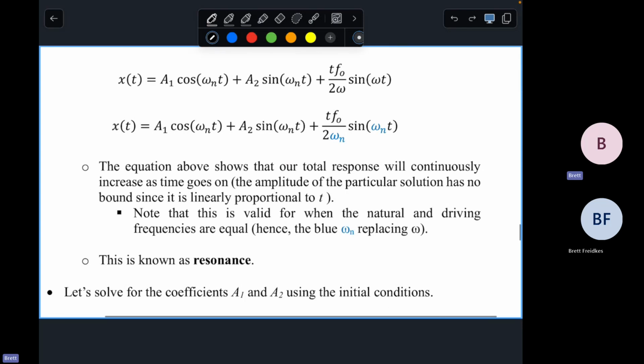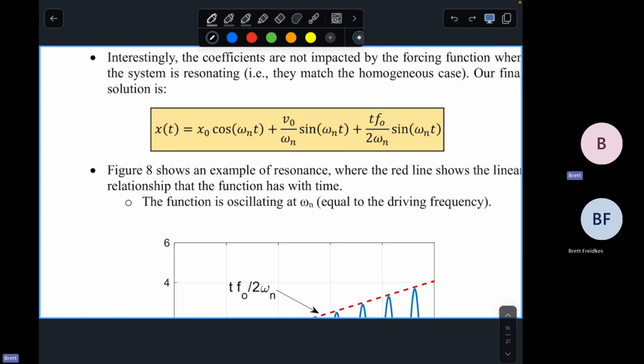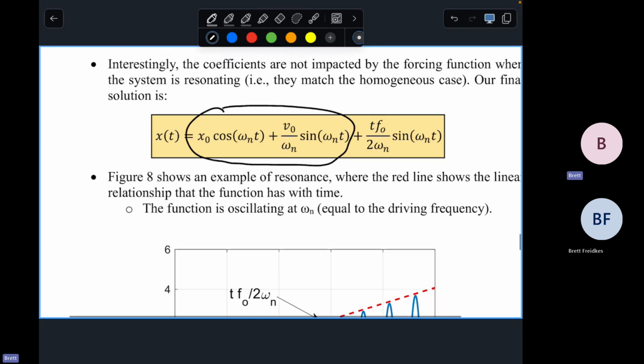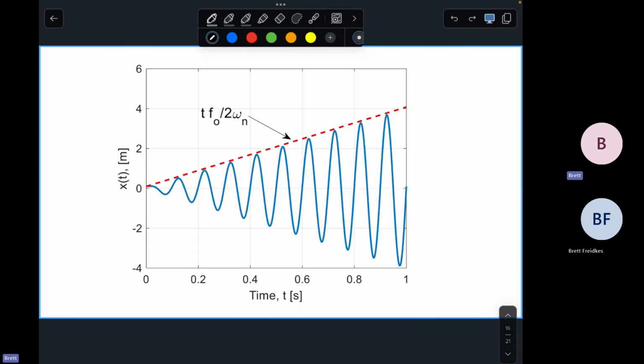So if you go ahead and do your initial conditions thing again, you end up with this response where you have the same initial condition homogeneous solution, but now what we see is that the particular solution is dependent on t, which means that as time goes on, the overall x will get larger, and it increases linearly. We see that in this picture here, that as time goes on, we end up with a much larger amplitude. That is what leads to things breaking when we're operating at resonance.